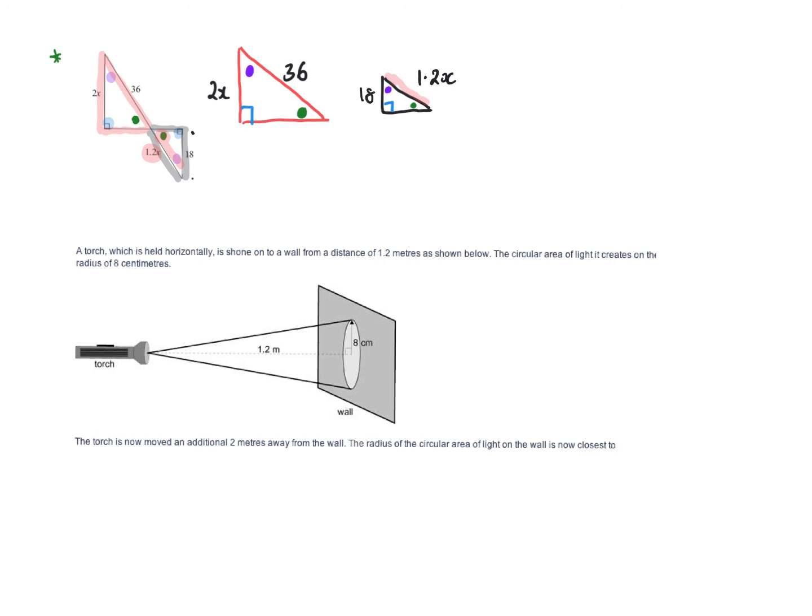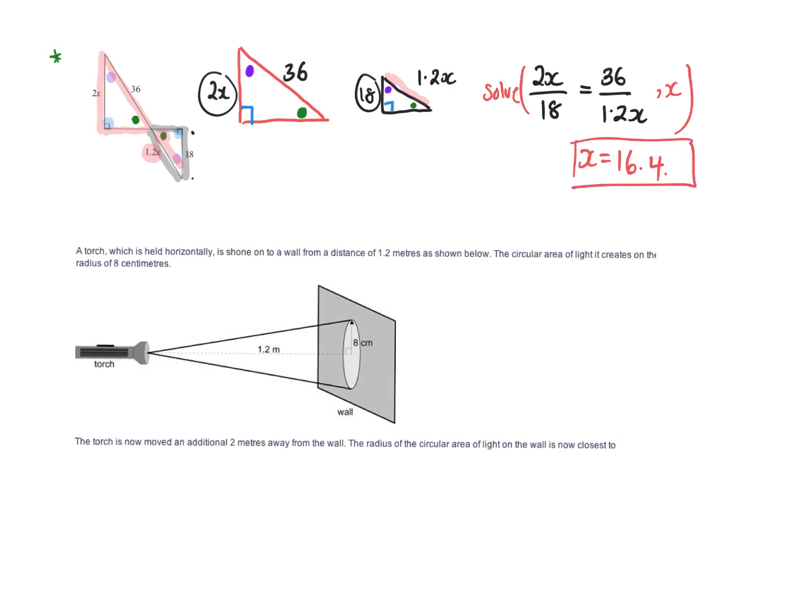So once I've got that set up, I can do similar triangles. I can say 2x over 18, they're the same sides, must equal 36 over 1.2x. And you can then just do solve, comma x. Okay, so we found x to be 16.4.